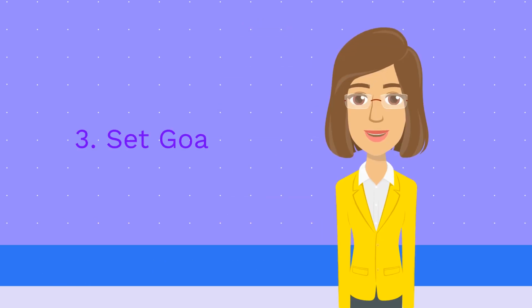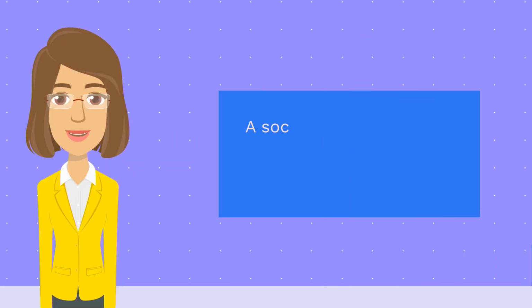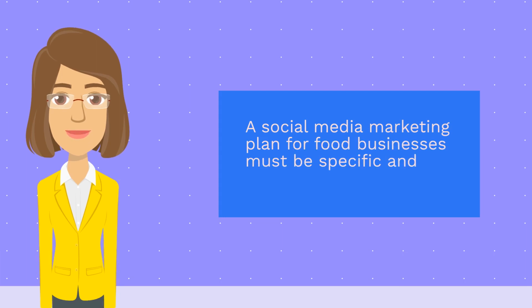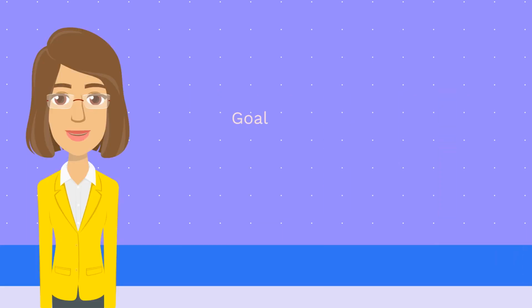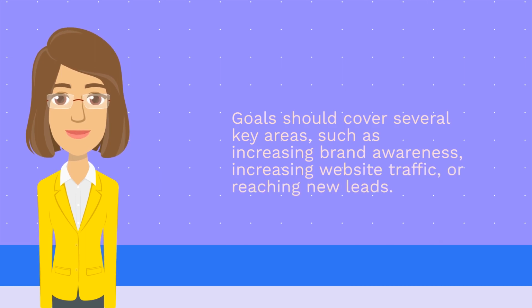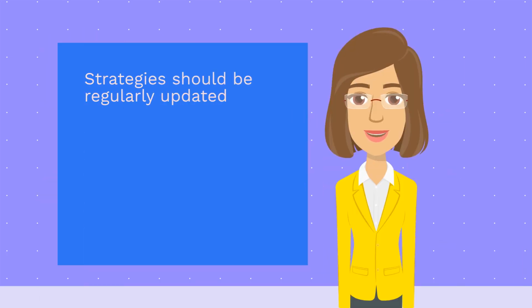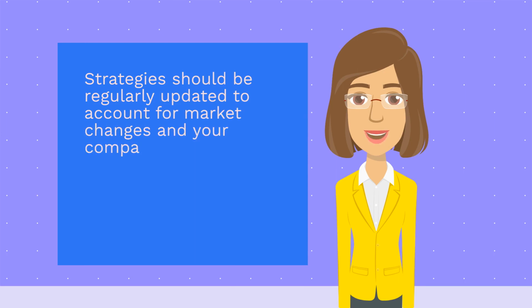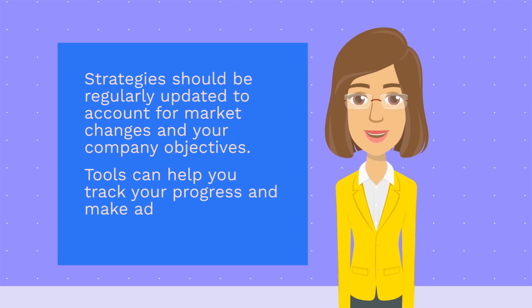3. Set goals and strategies. A social media marketing plan for food businesses must be specific and measurable. Goals should cover several key areas, such as increasing brand awareness, increasing website traffic, or reaching new leads. Strategies should be regularly updated to account for market changes and your company objectives. Tools can help you track your progress and make adjustments as needed.